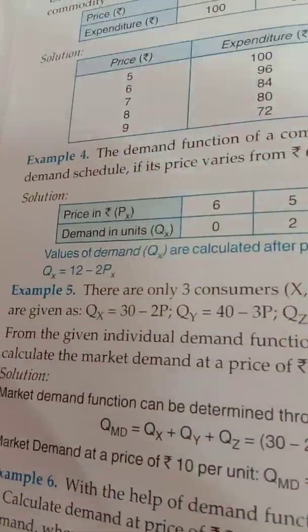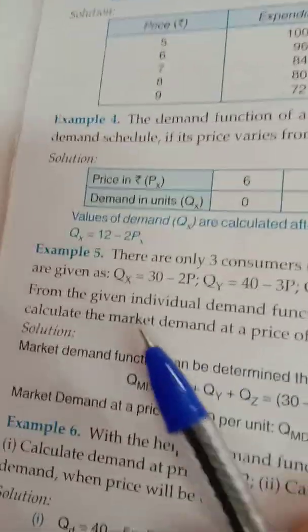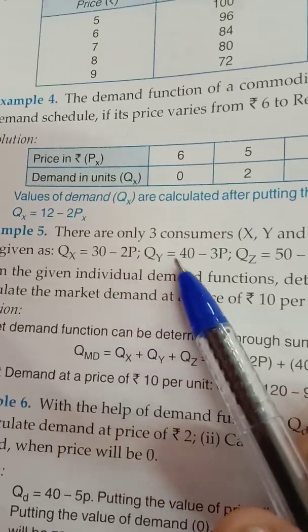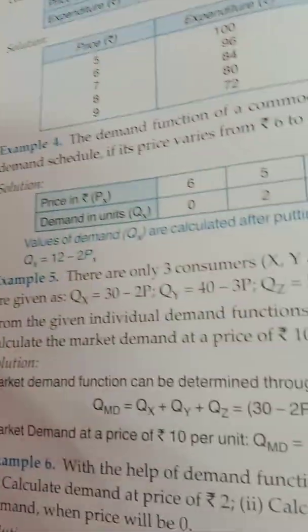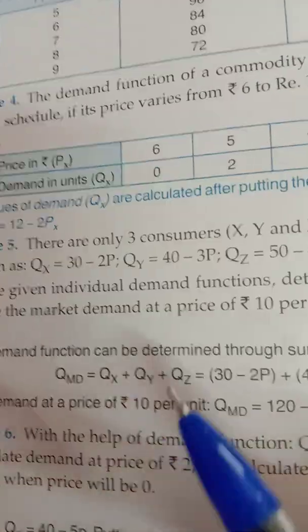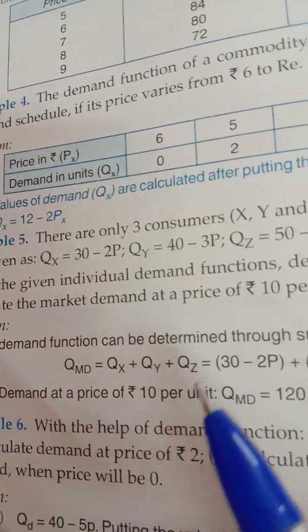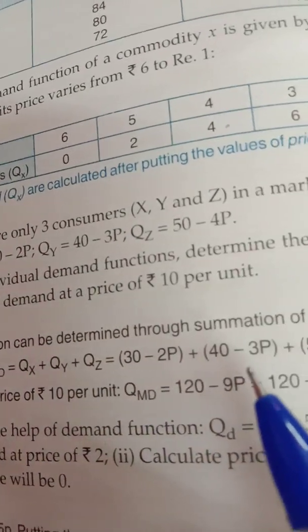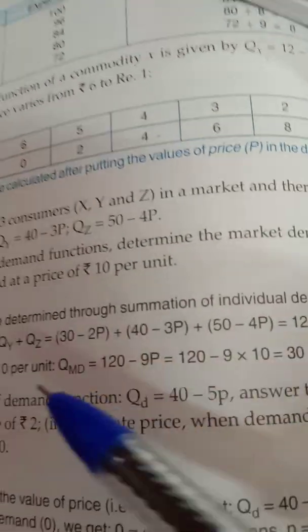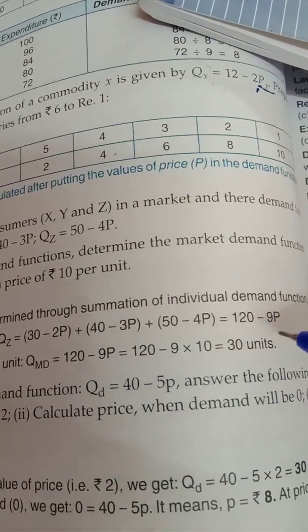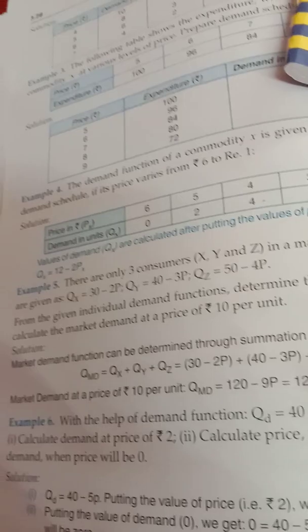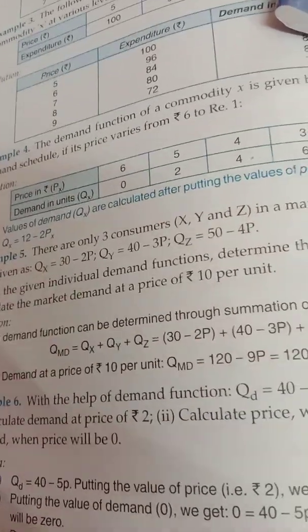So in the fifth example, there are 3 consumers and the quantity demanded is given like this. They are giving the equation for the 3 consumers. They didn't tell the exact demand as a whole number, so you have to add up all these to calculate market demand: 30 minus 2p plus 40 minus 3p plus 50 minus 4p. By adding up, you will get 120 minus 9p, and this is the market demand. Fine. So at the price of 10 rupees per unit.